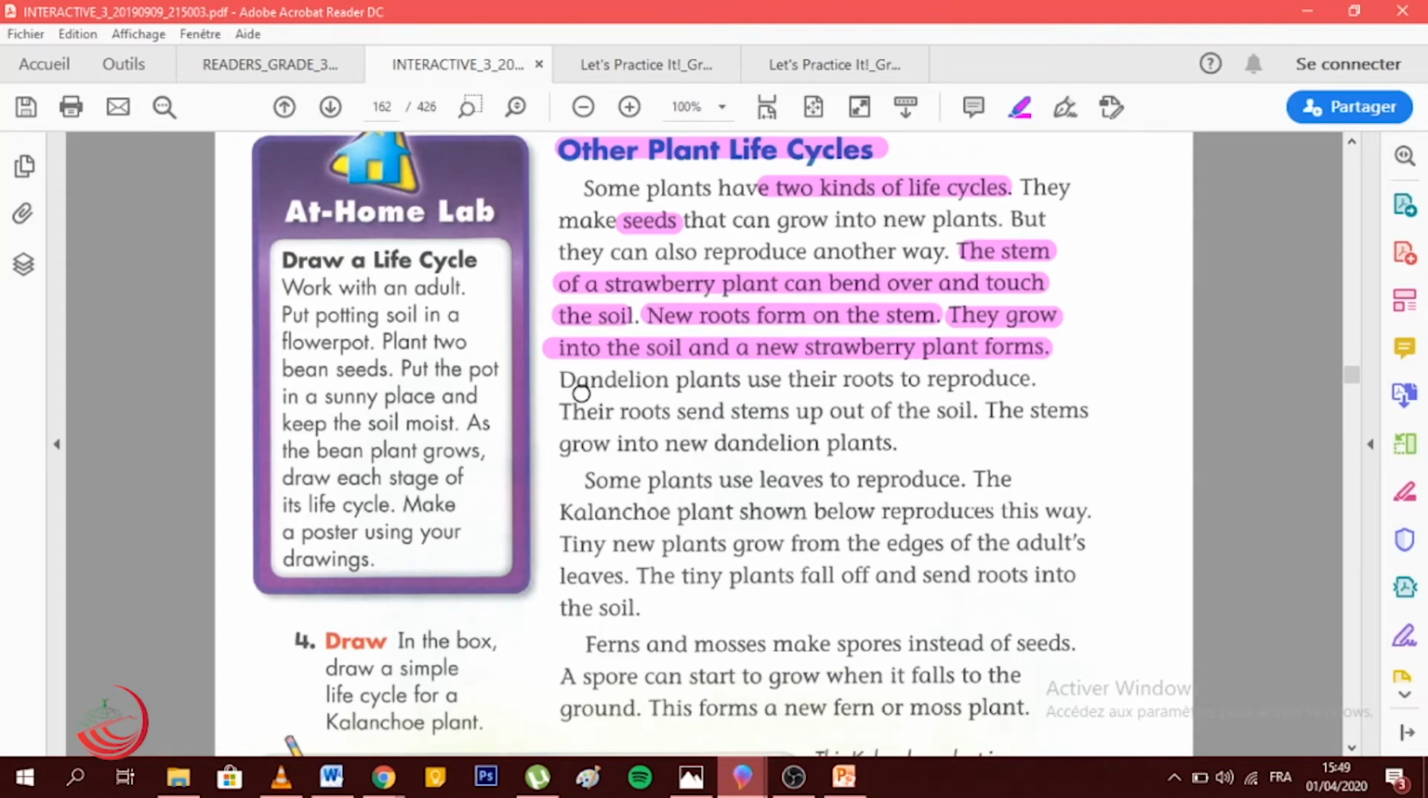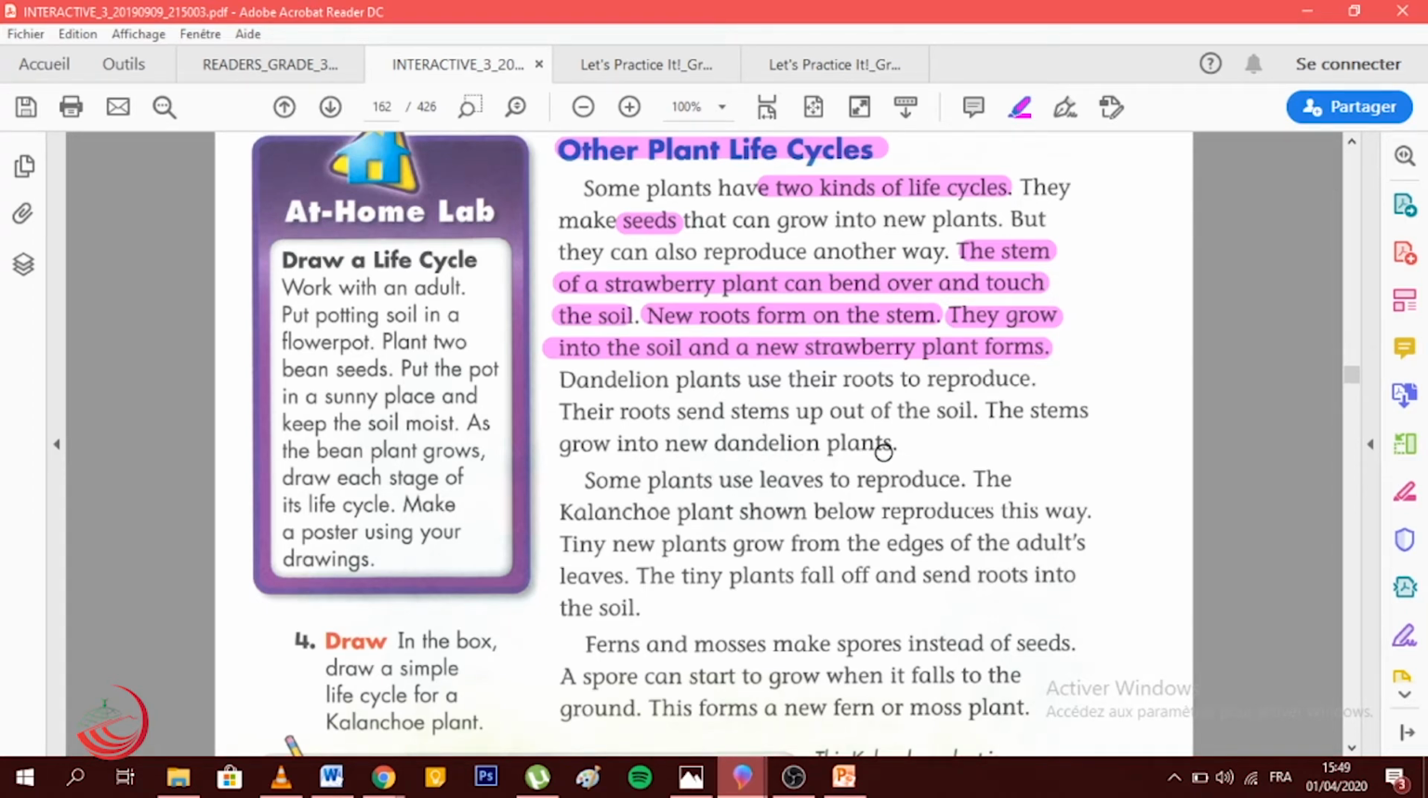Now, dandelions. Okay, so dandelion plants can also reproduce through the roots. So dandelion plants use their roots to reproduce. Their roots send stems up out of the soil. The stems grow into new dandelion plants.